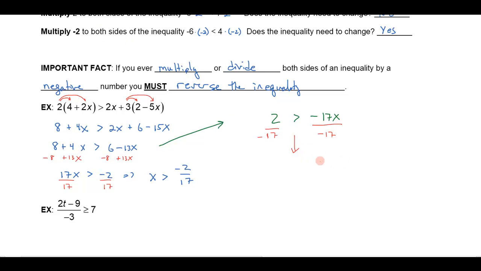And then I have to reverse this inequality, and I'd get negative 2/17. Now notice that that did work out. This right here is actually written in what I call Hebrew, because you have to read it from right to left. So this is the same thing as, right, I've got my x, and my x is greater than the negative 2/17, which is what we got over here.